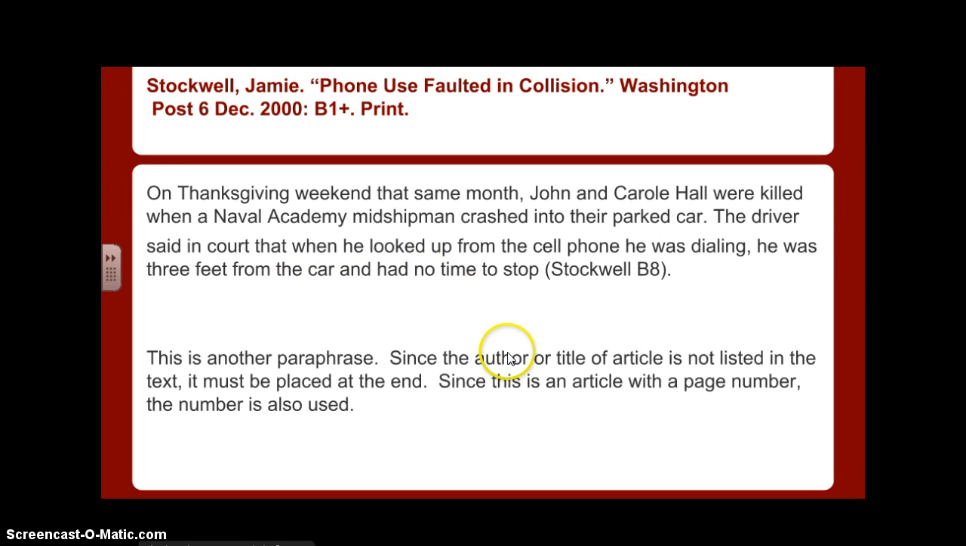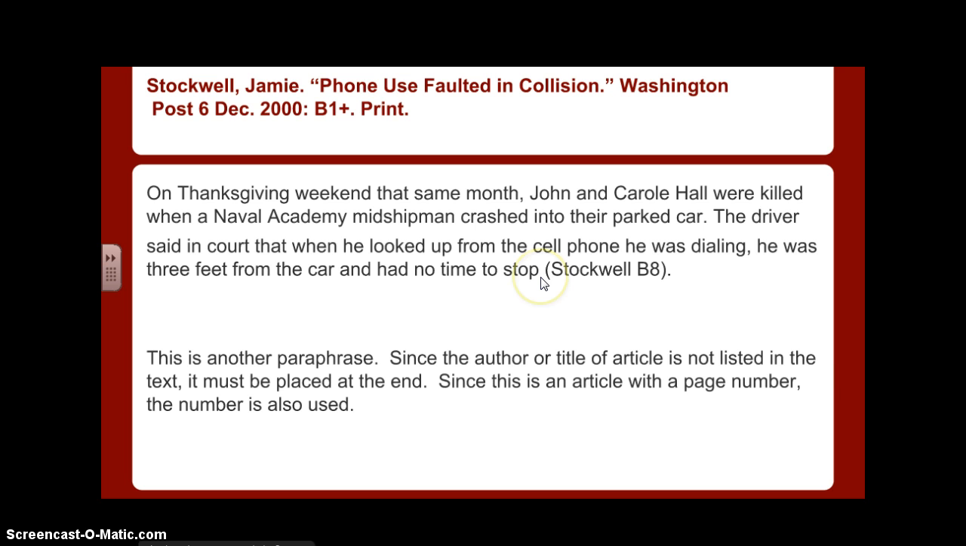Now, since the author or title of the article is not listed in the text, it has to be listed here. First word of the works cited entry is Stockwell. We will put Stockwell here. There is also a page number, so we list that here. That's the only thing that goes in parentheses: either a name or title of article, or a name and page number if you have both. But you don't put a P for page. That's it. Just those two things.